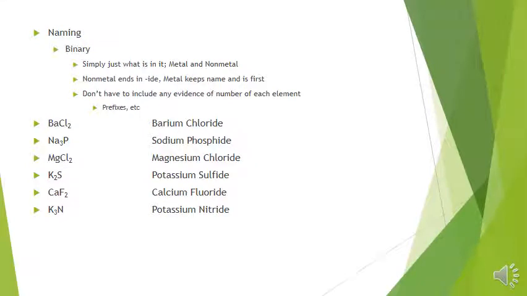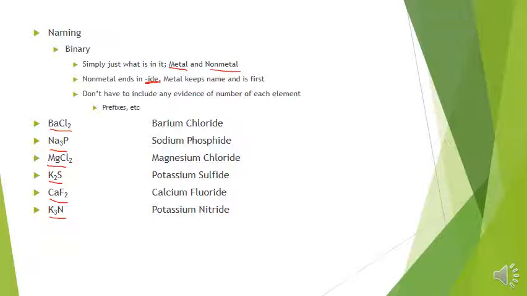All right, now let's look at naming. If I give you a chemical formula, what is its name? The first thing we'll do is binary ionics. These are really simple. You just name who's in it, the metal and the nonmetal. The metal will come first, nonmetal second. The nonmetal will change its ending to "ide," and usually it'll just be two syllables. So nitrogen isn't going to be nitrogenide, it'll be nitride.